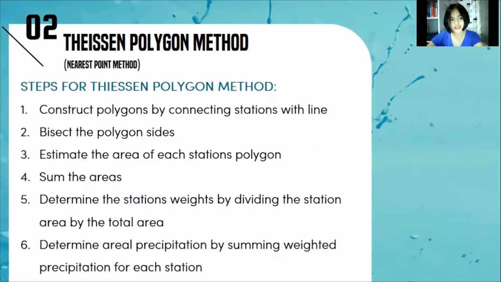So we have the steps for the Thiessen polygon method. First is to construct polygons, connecting stations with lines. Bisect the polygon sides. Estimate the area of each station polygon and add all the areas. Determine the station weights by dividing the station area by the total area. And last is to determine the areal precipitation by assuming weighted precipitation for each station.